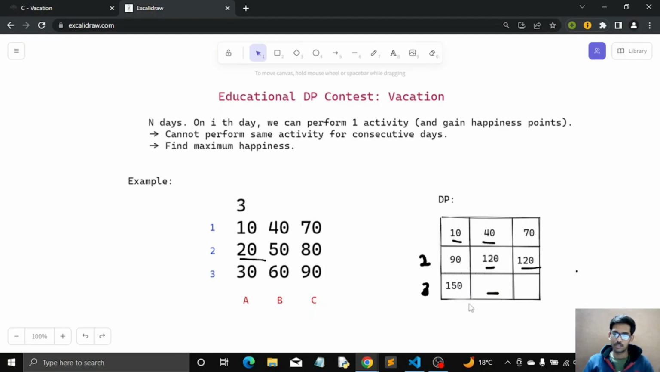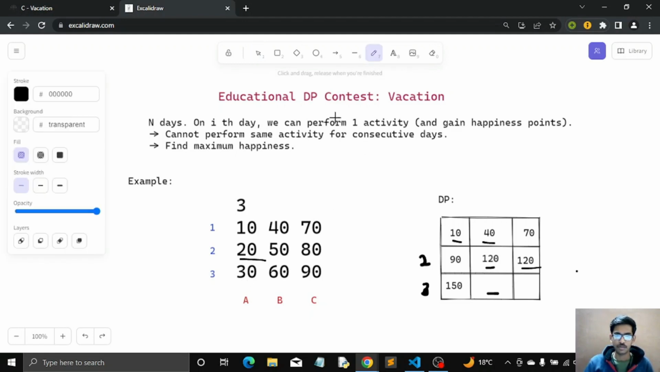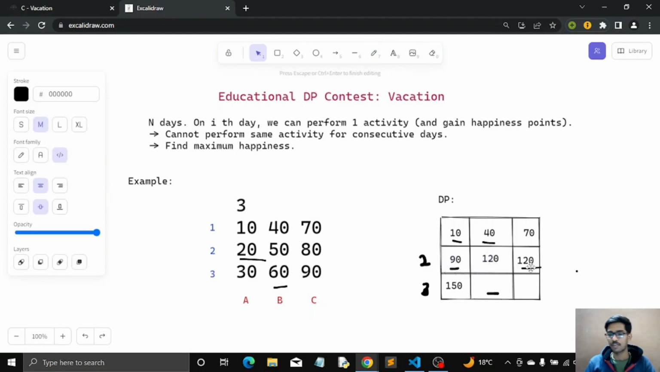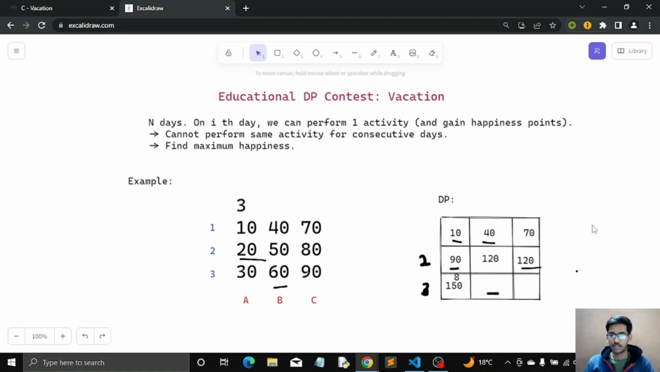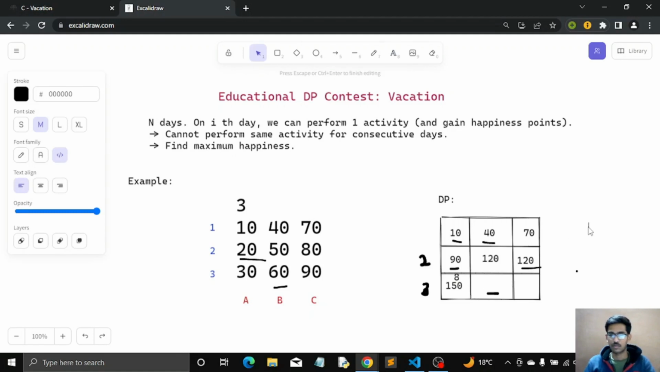Now same way, we are going to assume that if on day 3 I perform activity B, then I am going to gain 60 points plus the maximum of the remaining 2 activities till the previous day. So maximum of 90 and 120 is 120. So 120 plus 60 is 180. So we are going to write this 180.